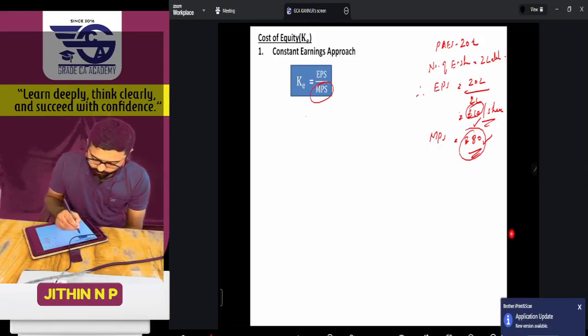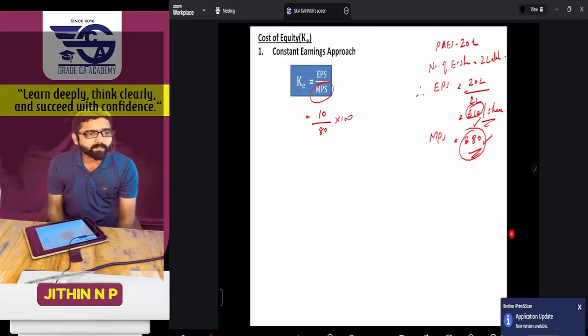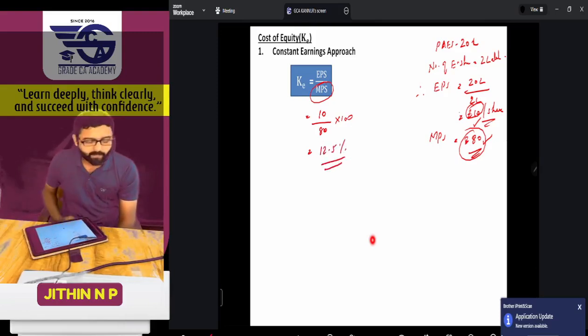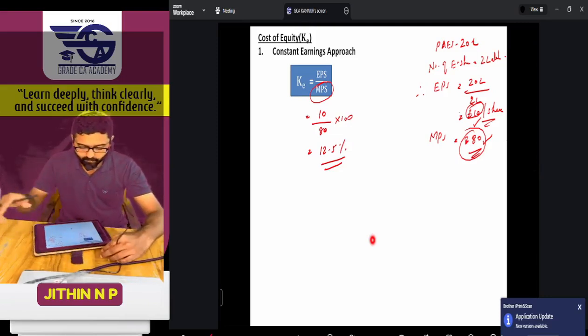Then K is equal to 10 divided by 80 into 100, if you express it in percentage. What is the percentage? 10 divided by 80 into 100 is 12.5 percent. 12.5% is the K. Clear? This is the first method for finding K.